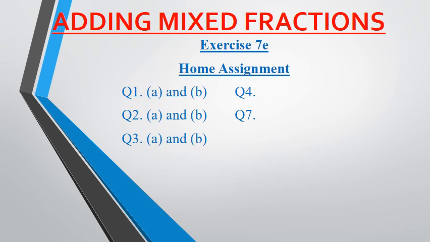So now you have the home assignment. What are you supposed to do in the home assignment? You have to do A and B part of question number 1 of exercise 7E, A and B part of question number 2, A and B part of question number 3, and then question number 4 and question number 7. So this is your home assignment which you are supposed to do in your maths homework copy in very neat and clean handwriting and on your own without taking anybody's help.